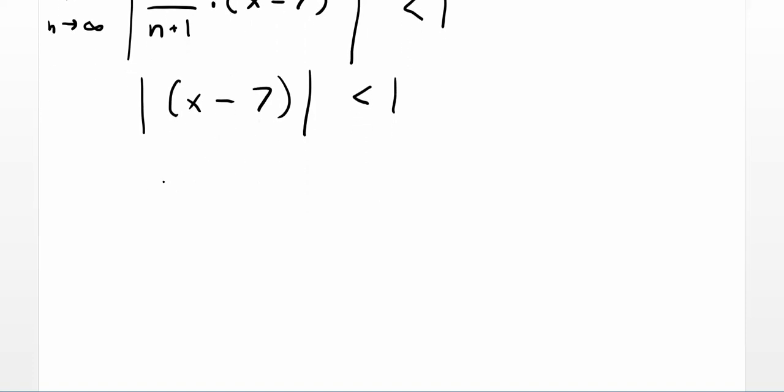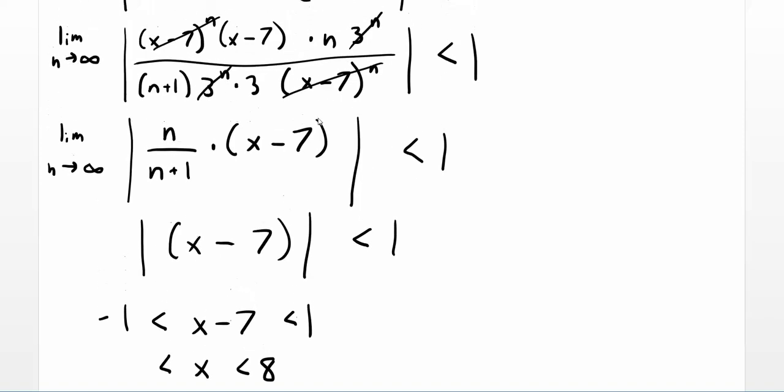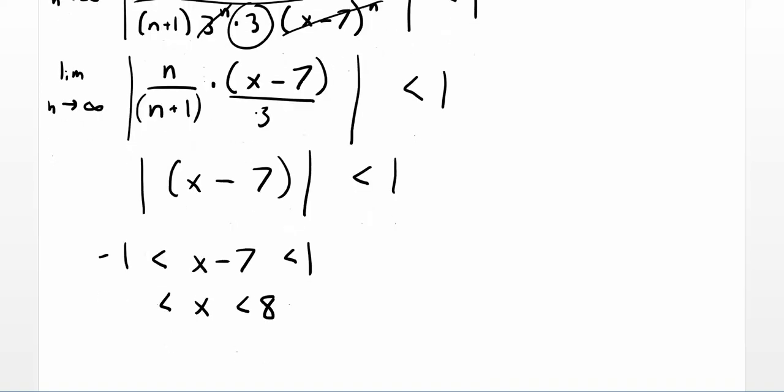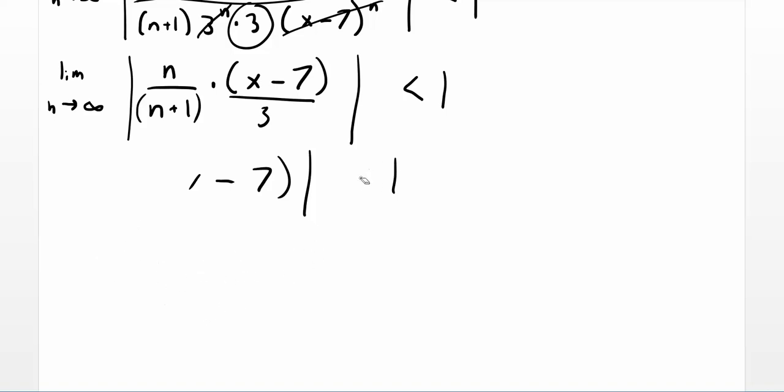Okay. So really, x minus 7 has to be less than 1 and greater than negative 1. So we get rid of the absolute value, which means x has to be less than 8 and greater than... I think there's a mistake here. Oh, I left off a 3 right here. It's 3 here. Let's fix that. Sorry about that. Okay. Really what we have now is n over 3 times n plus 1. So this limit actually goes to 1/3 times x minus 7.